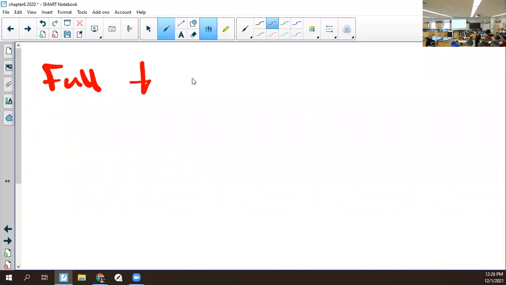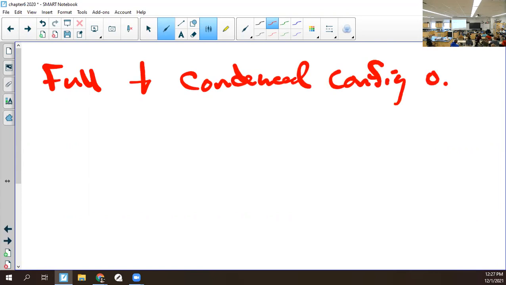So let's just start with a real quick review. All right, will you try this in your notes? The full and condensed electron configuration for molybdenum.